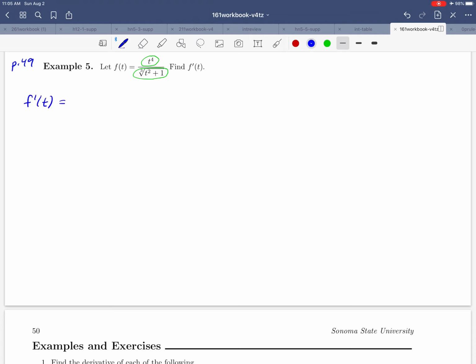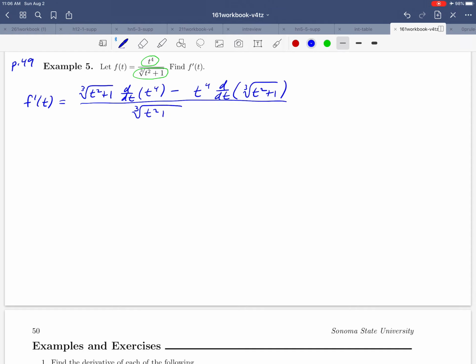Here comes the quotient rule jingle, so we're going to take low d high minus high d low, all over low squared. There's our starting point. I'll remind you that what we really used there was the quotient rule.